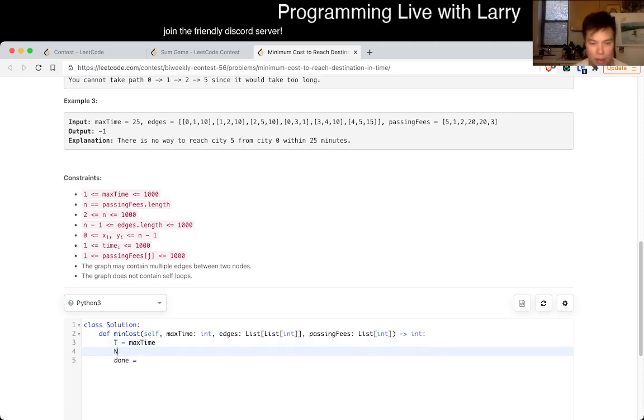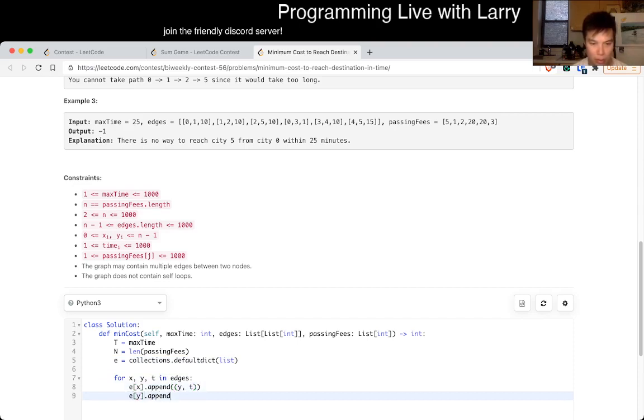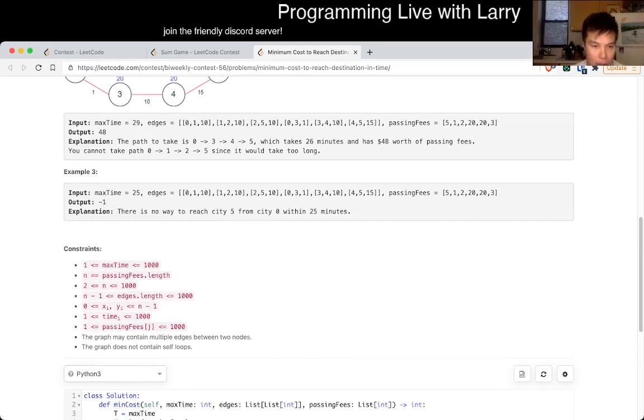What is N? X, Y, T. Multiple edges between two nodes, there are 1000 edges each, so that's going to be too slow. We do it the dumb way.